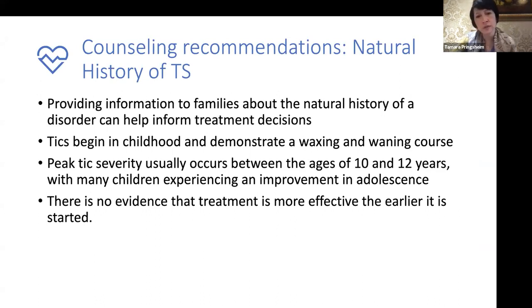So it's important to let people know about the waxing and waning course over time, the fact that the worst time is between 10 and 12, and that many children will experience improvement in adolescence. Just telling that to a family can really help them manage their expectations. It often will take some of the anxiety around the diagnosis, bring that anxiety down. There's no evidence that treatment is more effective if it is started earlier.